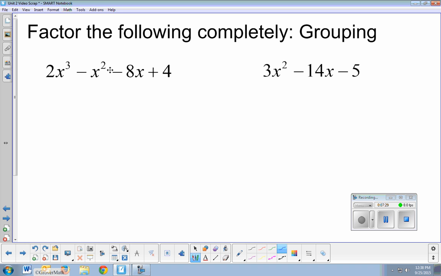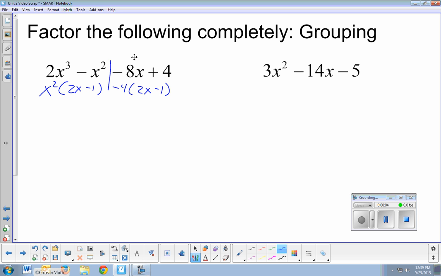So the way to do grouping is, first of all, make sure it's in order, exponent descending order, like we always like, 3, 2, 1, none, and slice it in half, and group the left 2 and the right 2. And what we do now is really 3 rounds of GCF. I GCF the 2 terms on the left, so just these 2 terms, they have a greatest common factor of x squared. And I'm left with 2x minus 1. On the right, I have a greatest common factor of -4. And that leaves me with 2x minus 1 when I divide that out.